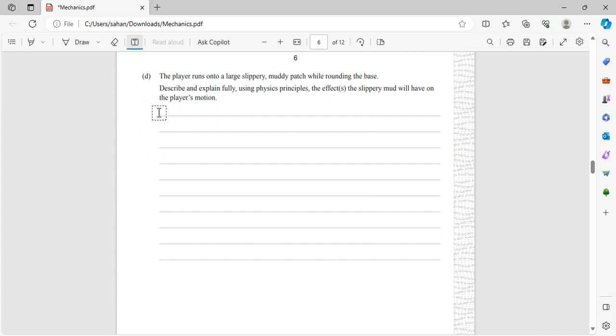Okay, again, this is one of those classic questions that they always ask, so you need to be ready for these types of questions. But basically, the slippery mud provides little to no friction, so that's always the case. They run into some frictionless zone, and they want you to talk about it, so let's talk about it.